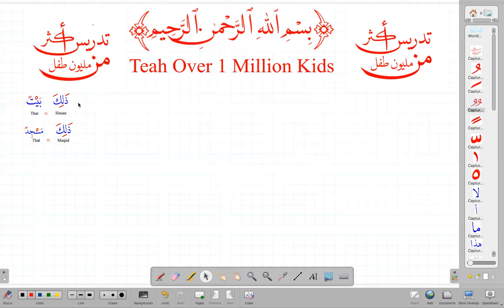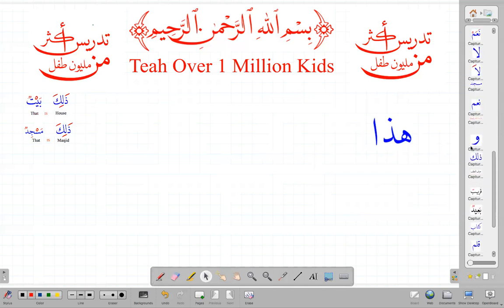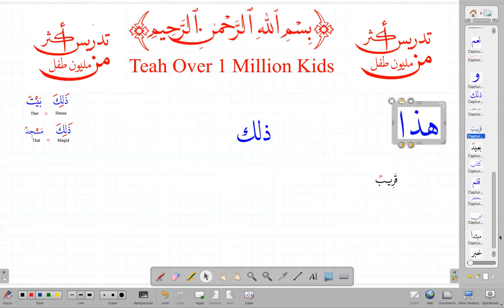So we say that هذا is used for closed item. And ذلك we use to demonstrate far items. So you have to learn them without vowels. The vowels are here. هذا is for القريب. قريب means close.